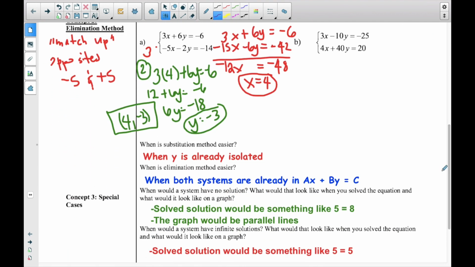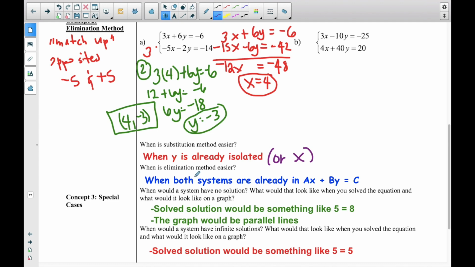Okay, why do we have so many methods? Well, because they all work, and it's just a matter of which one you like better, and also when is one easier than the other. And so even though maybe you don't like substitution because it just looks like a lot of work, sometimes it's easier. And the time that it's easier is when the y is already isolated. And we should say, I guess, or the x, that it can be solved for x and you plug in the x. That works also.